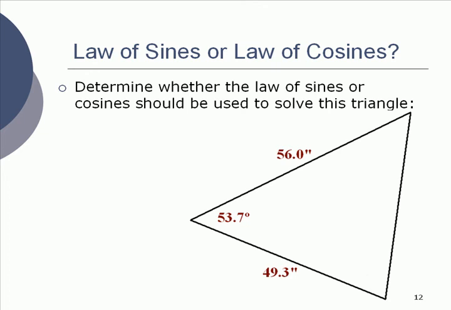It is side angle side, two sides, the angle in between, and if it's side angle side, you're going to use law of cosines. That's right. We don't know an angle on the opposite side, so we can't use law of sines. Next one.